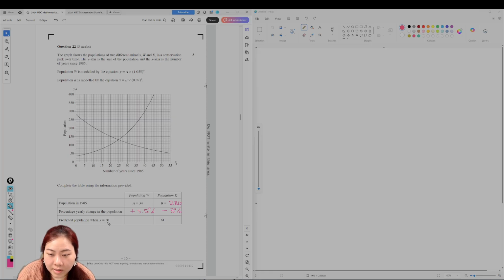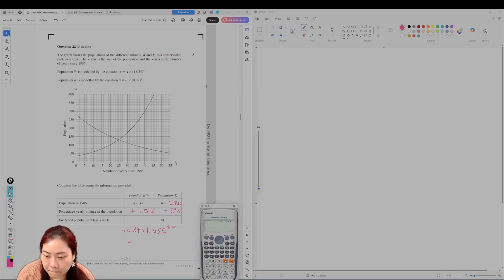Predict the population when x is 50 for the wombats. The kangaroos are 61. The wombats at 50 is going to be somewhere over here. And we can get that from y is equal to a, which is 34, times 1.055 to the power of x, which is 50. So we have 34 times 1.055 to the power of 50.